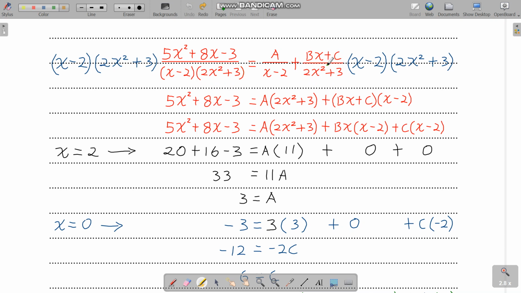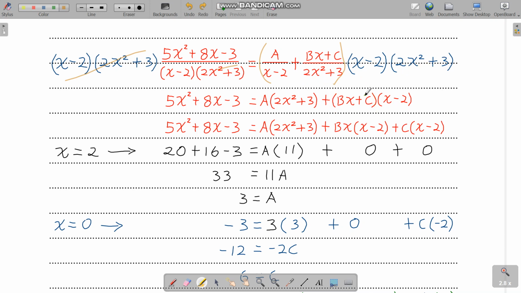The next step is to multiply both sides by this denominator, because on the left it will cancel out, and on the right, after we multiply, each term cancels out. We have A times 2x squared plus 3. And when we multiply the next term, we cancel out and get (bx plus c) times (x minus 2). Notice that the brackets are important here.